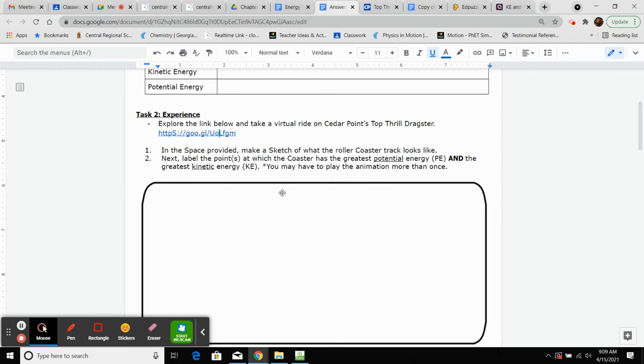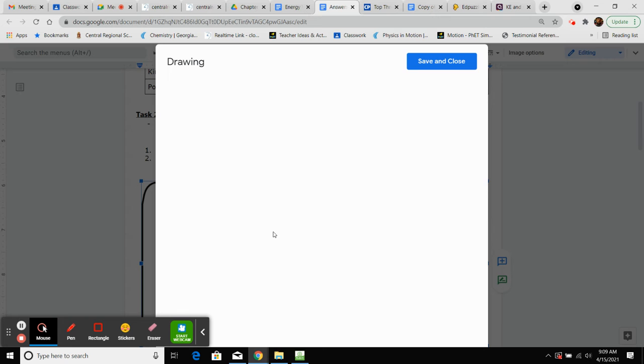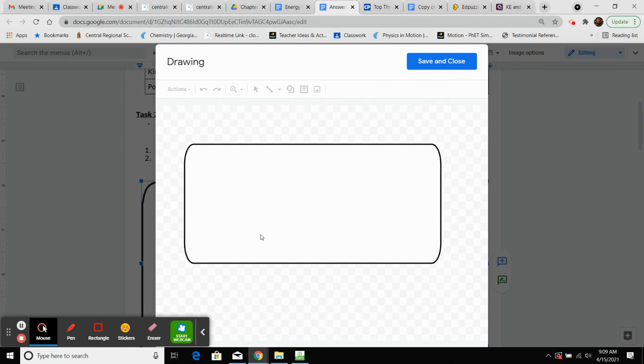All right. So here it wants us to provide a sketch of this roller coaster and what the track looks like, and label the points at which the coaster has the greatest potential energy and the greatest kinetic energy. So what you guys are going to do is double click on this box here, and it opens up Google Drawing.